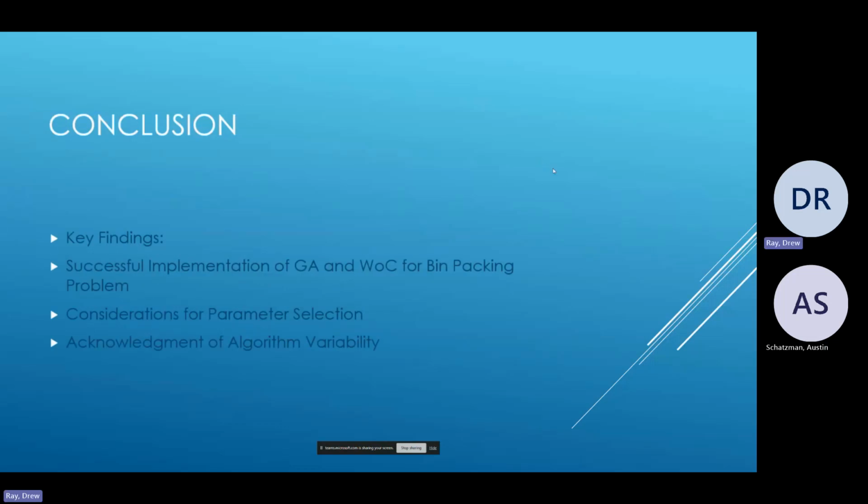So, in conclusion, our main takeaways are that in our project, we successfully implemented a genetic algorithm and wisdom of crowd approach to solving the bin packing NP-complete problem that we set out to solve. As discussed prior, it's also very important when it comes to parameter selection for this problem, especially when you want to fine tune it or run specific tests or experiments like we did in our case for this project.